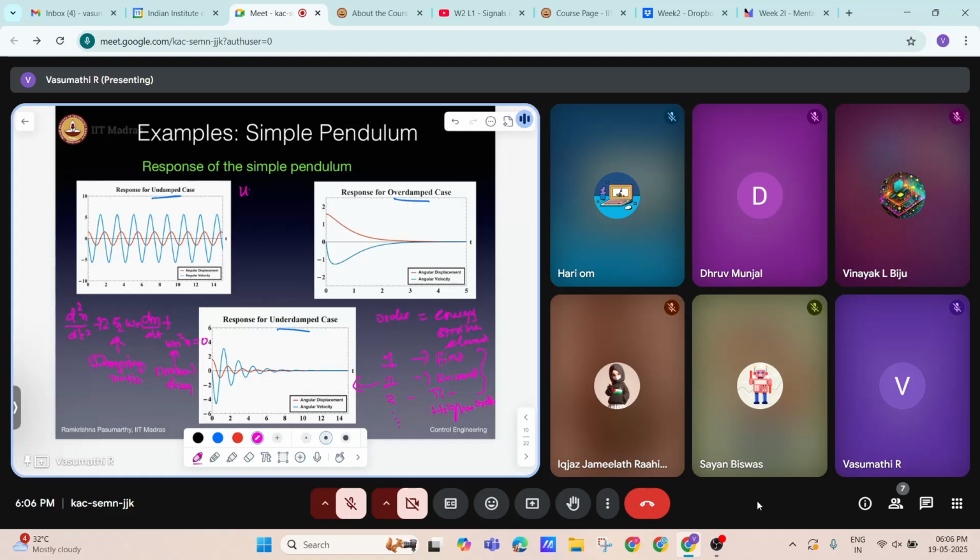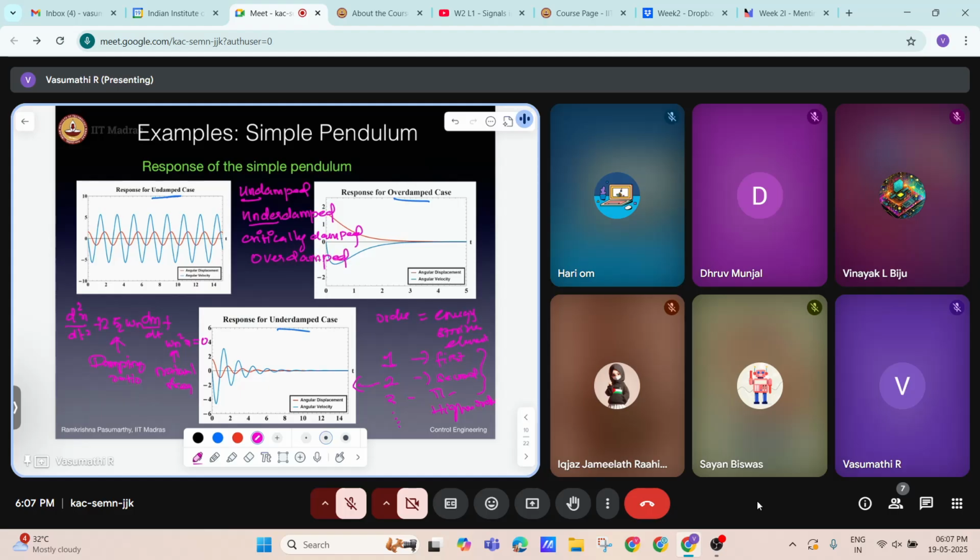First name is undamped. Undamped in the sense there is no spring at all. We don't have any spring, we have to push it back. Another one is underdamped. Undamped is different from underdamped, there is a difference. Then critically damped, then overdamped.